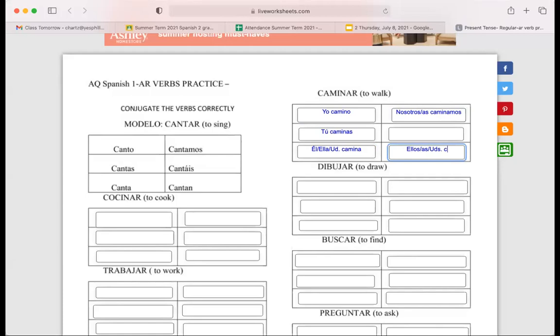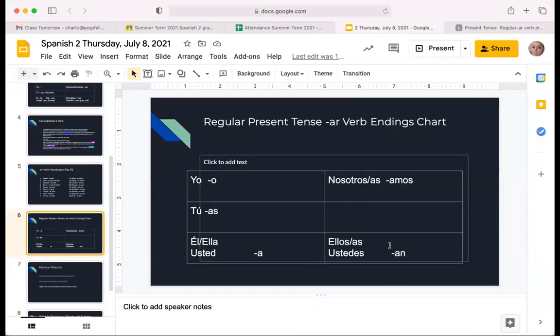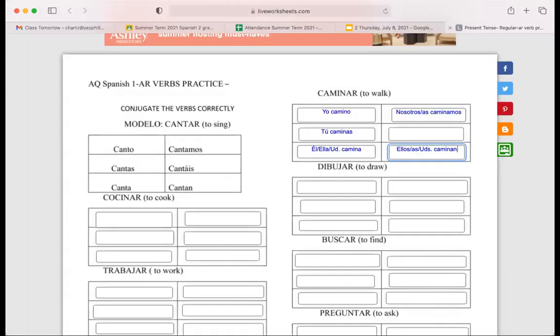And then for this one, we add, what do you think? Caminan, or they walk, or you guys walk. And they did the vosotros form in this. I'm not going to do it because we don't even put the subject in here.